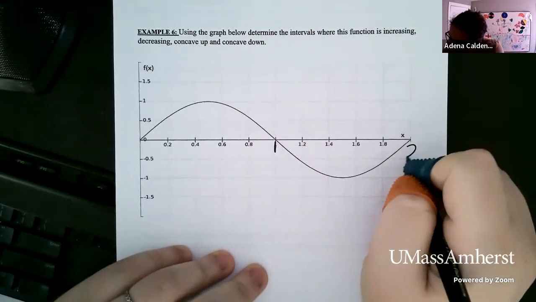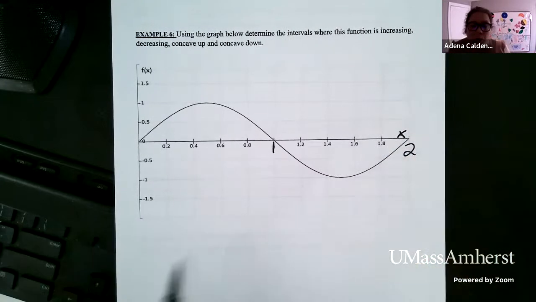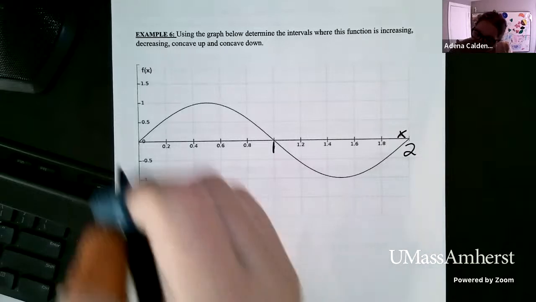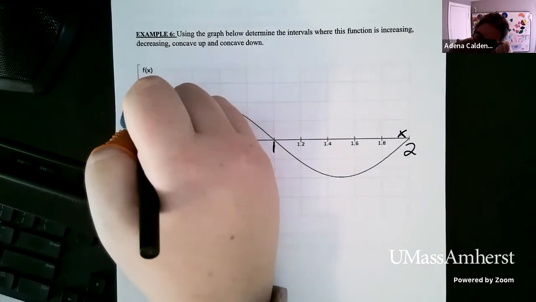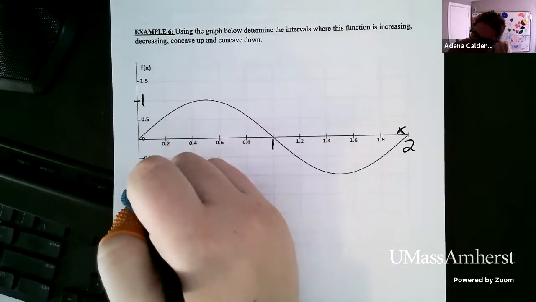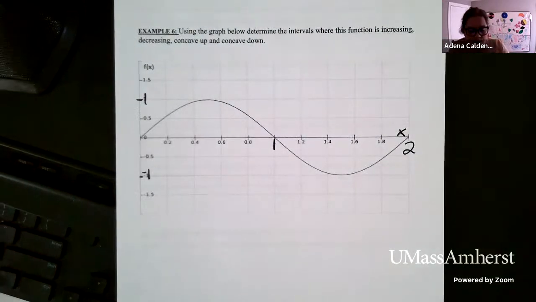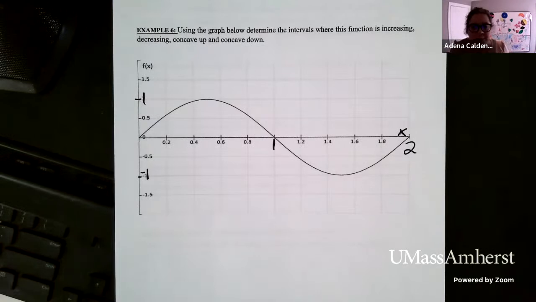This is 1. This is 2. We're counting by 0.2s on this axis. And then over here, we're counting by 0.5s. That's 1. And that's -1. Okay, so take 1 to 2 minutes, mark it up, show where it's increasing, decreasing. If you remember how to use your interval notation, you can go ahead and write it that way, but we'll go through that together in about 2 minutes.